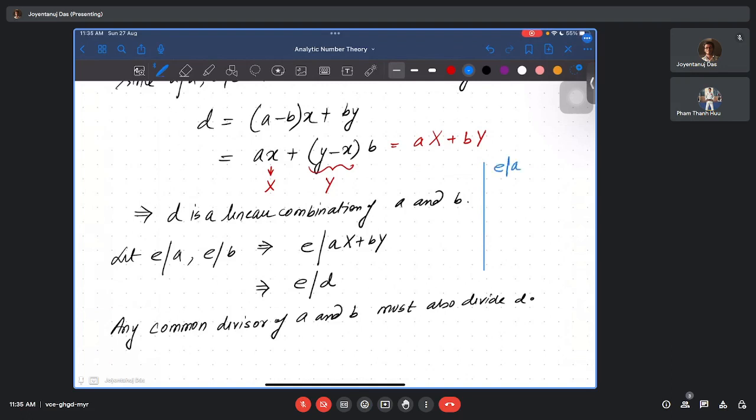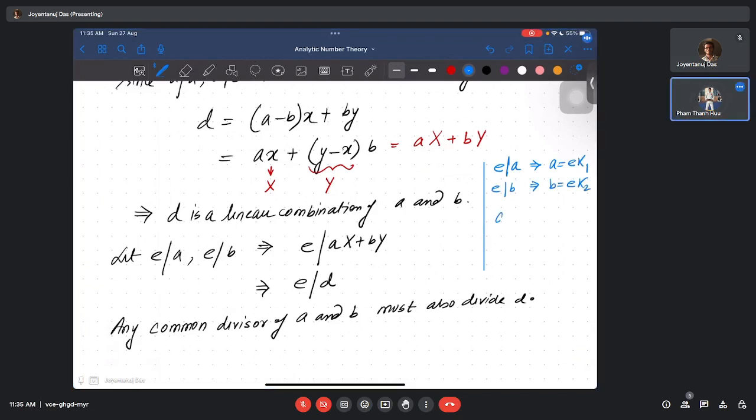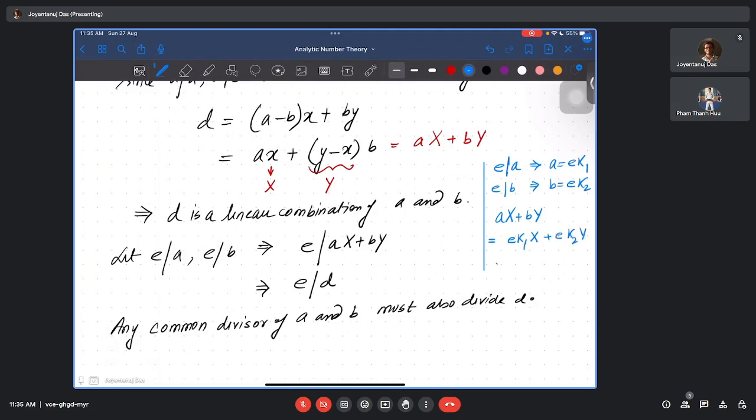So E divides A, right? So this implies that A equals some E times some K1. And E divides B, so this implies B equals some E times K2, right? So now if I take this quantity AX plus BY, I can replace A and B, and it is E K1 X plus E K2 Y, capital Y, right? So I can take out E common from both of them, K1 X plus K2 Y. So this implies that E must divide this because it is a factor, right?